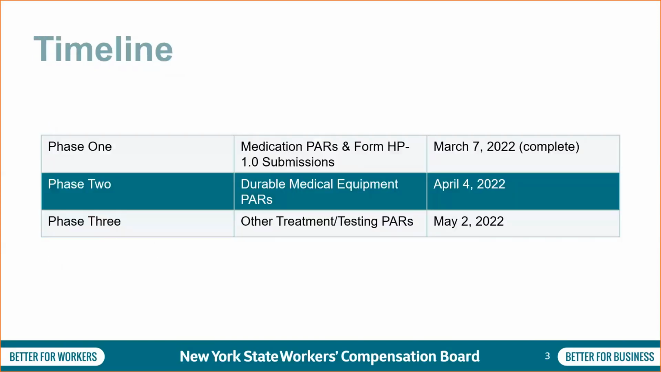OnBoard Limited Release has begun its three-phase rollout. The first phase introduced medication PARs and Form HP 1.0 submissions and has had thousands of requests navigate the system successfully each day. Phase 2 will introduce durable medical equipment submissions to OnBoard on April 4th, 2022, which is the focus of today's training. Lastly, Phase 3 will introduce the remaining PAR submissions for other treatment and testing: MTG confirmation, MTG special services, MTG variances, non-MTGs over $1,000, and non-MTGs under or equal to $1,000.